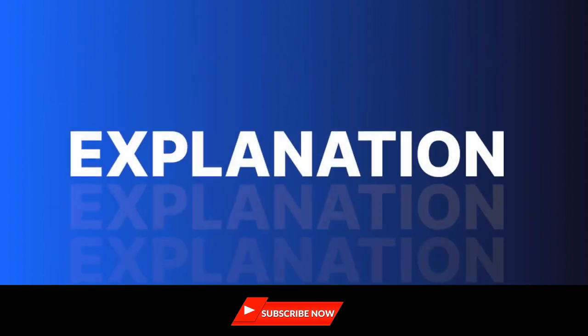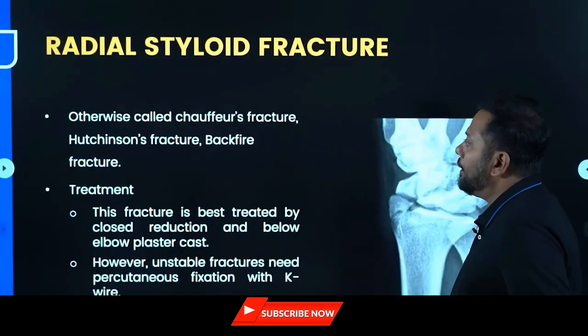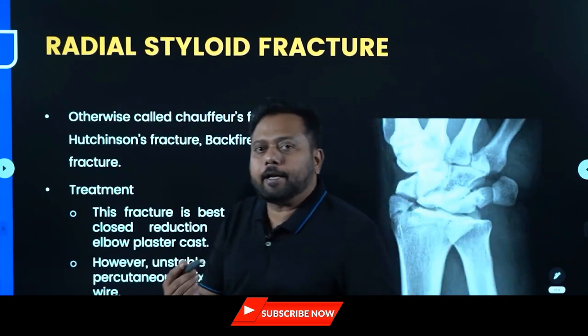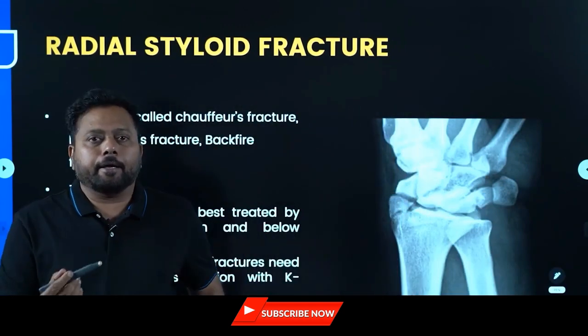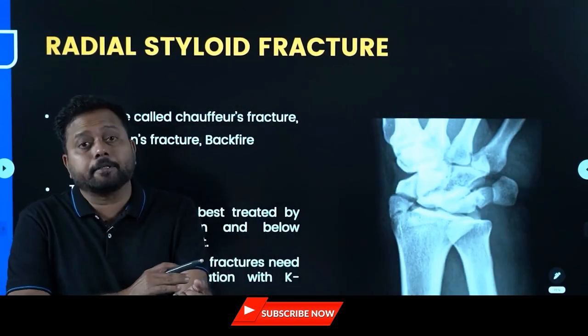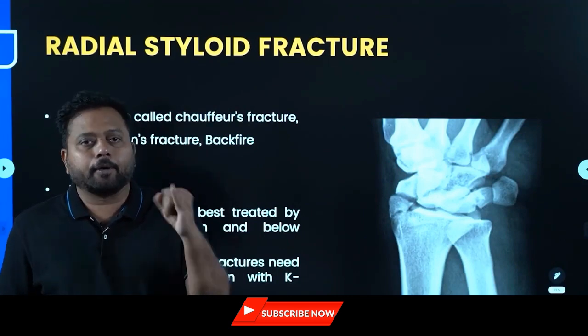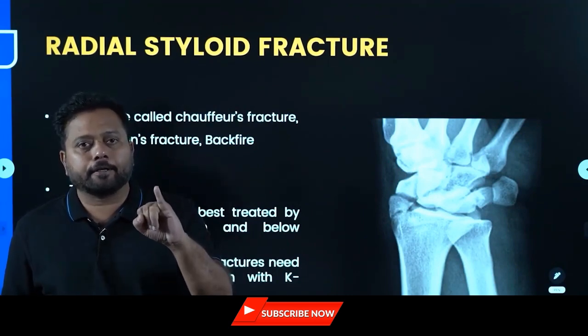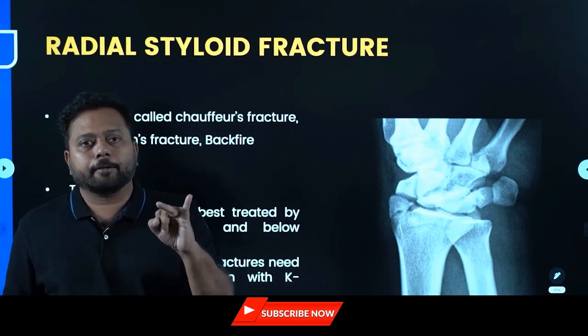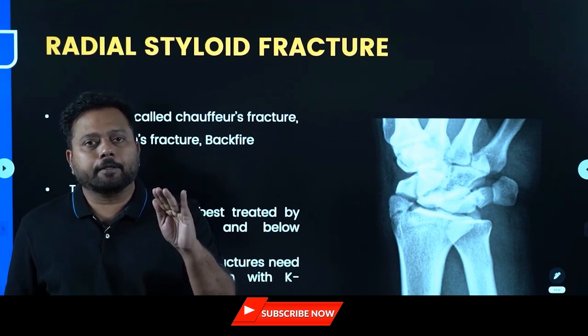Here's the explanation. See, radial styloid fracture is otherwise, you know, distal radial fractures. Distal radius means the distal most portion of the radius. You can get a radial styloid fracture, you can get a Colles fracture, you can get a Barton's fracture, you can get a Smith fracture. Okay, 4 types are there.